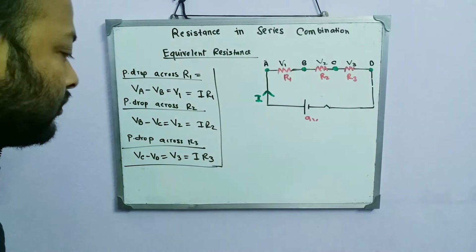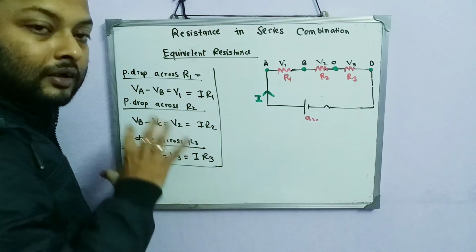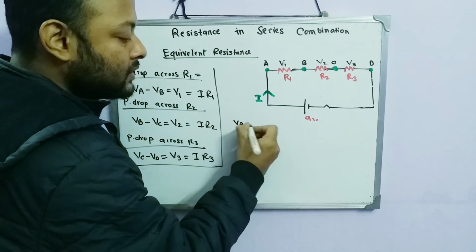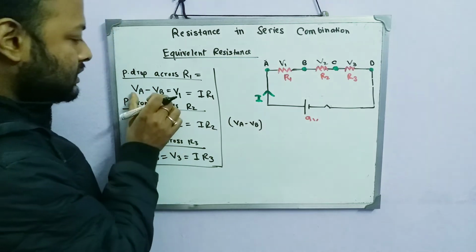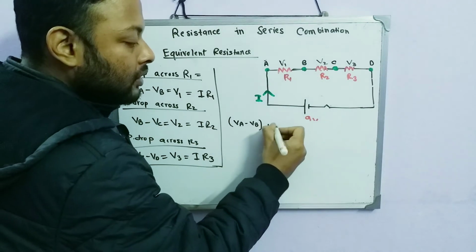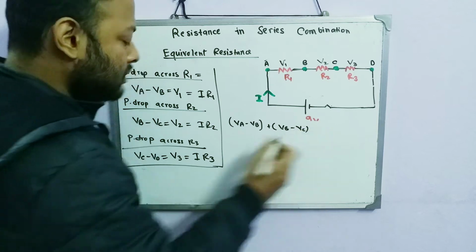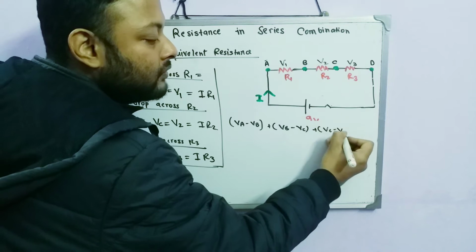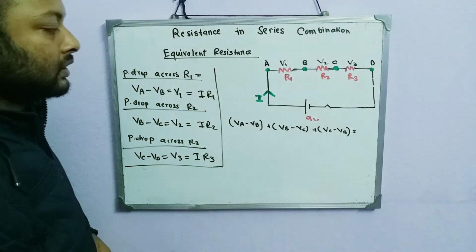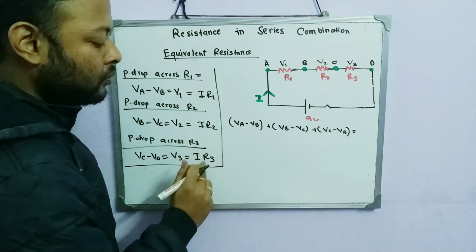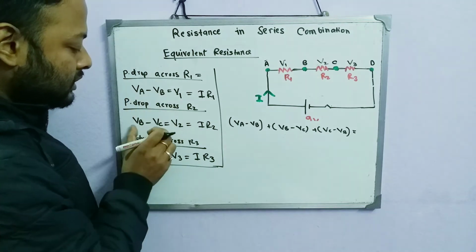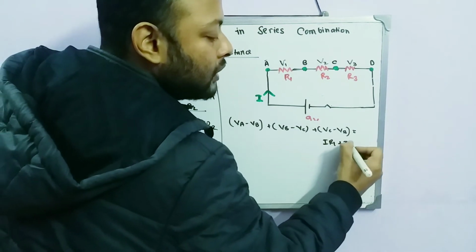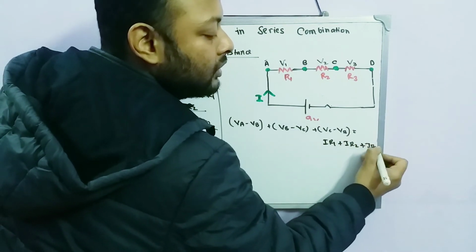Now, let's see, from here, if I have to add this entire thing, VA minus VB, this plus this, VB minus VC, plus this, plus VC minus VD, that becomes equal to how much? IR1 plus IR2 plus IR3. If I add this and this with this, that becomes equal to IR1 plus IR2 plus IR3.